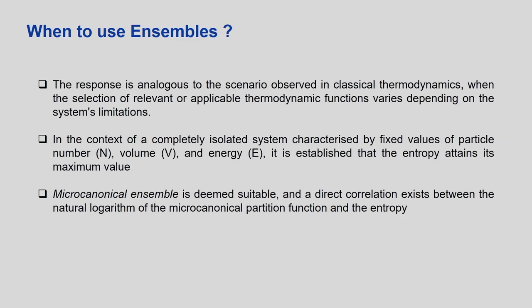Now there are so many ensembles available, which one do we use? The response, as I told you in the previous slide, is analogous to the scenario observed in classical thermodynamics, because in classical thermodynamics you have these properties: G, A, enthalpy, all these functions. So what to use when? It all depends upon the property or system. G is for systems where temperature and pressure are important. Helmholtz free function is for where temperature and volume are important, likewise. So the applicable thermodynamic function depends on the system limitation.